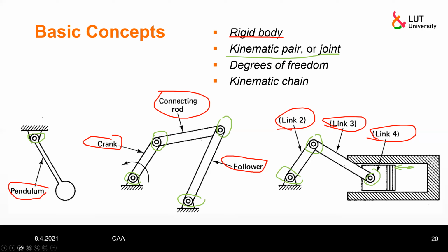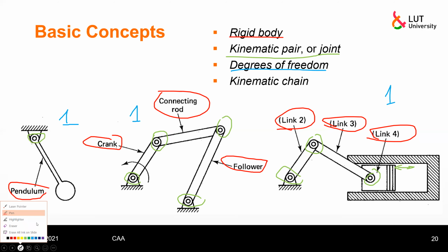Number of degrees of freedom. In our simple cases, the number of degrees of freedom is equal to 1. This pendulum can only rotate in this direction in the plane, so it has 1 degree of freedom. So 1 generalized coordinate is enough. We already discussed this 4-bar mechanism. It also has 1 degree of freedom, and the same applies here. It also has 1 degree of freedom.